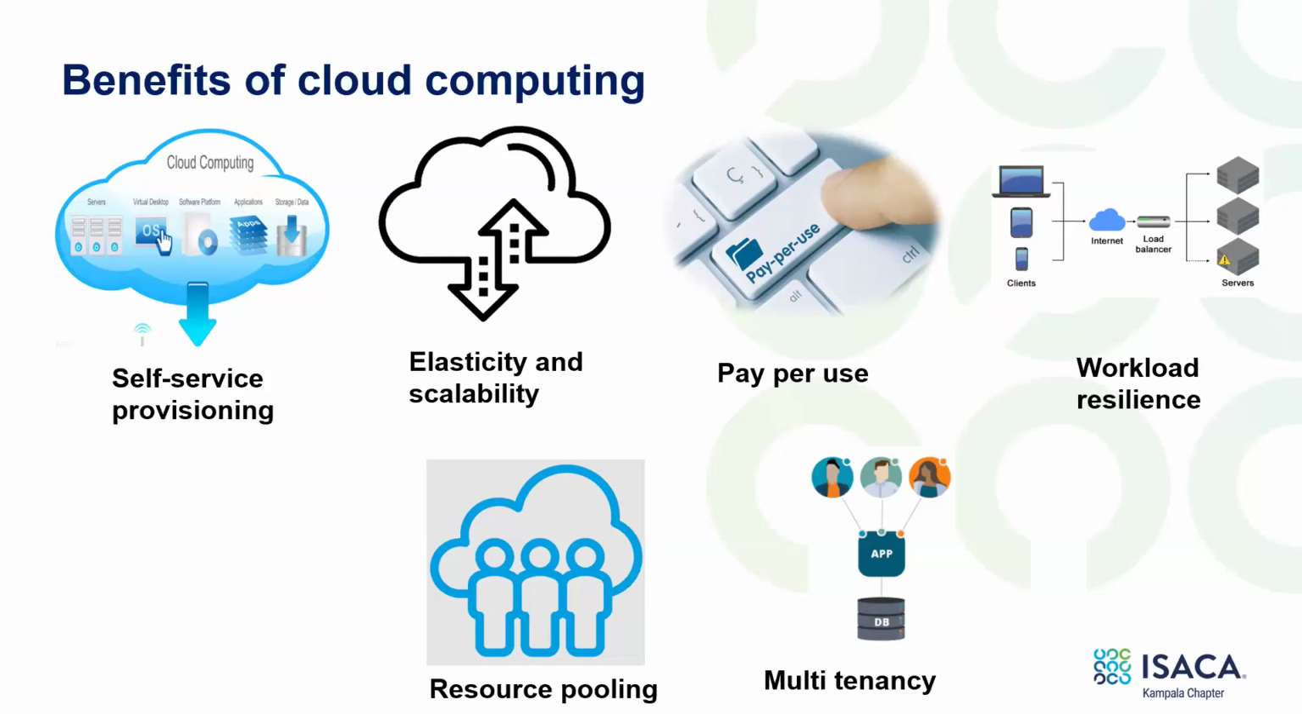So if we're having a problem, for example, in South Africa, where there is one availability zone, say for Amazon, another zone can be available for continuity in, say, Middle East or North America and so on. And then we also have what you call multi-tenancy and resource pooling.